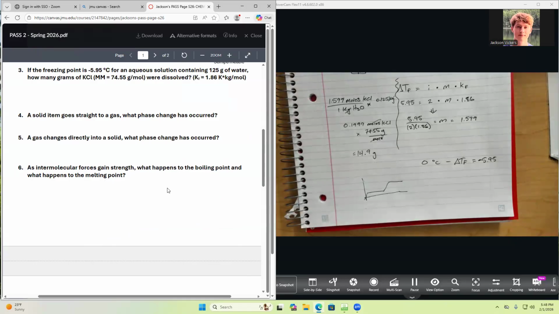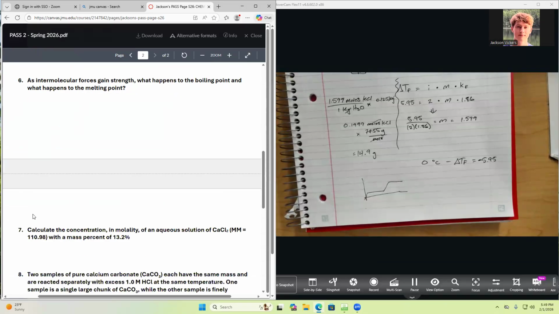And as you get stronger, so as you go from London dispersion forces to dipole-dipole to hydrogen bonding up to ion-induced dipole, whatever, as you go up that hierarchy, it becomes harder to break apart those molecules. And so the amount of energy that you need to put in to go from, say, a solid to a liquid, or maybe a liquid to a gas, it increases. Does that make sense? Cool. It's another conceptual thing to make sure you're pretty comfortable with.